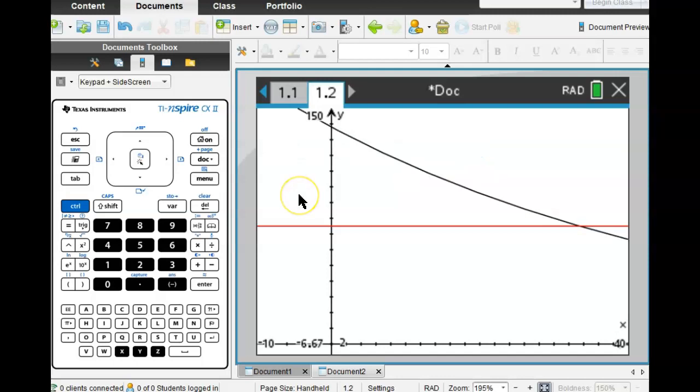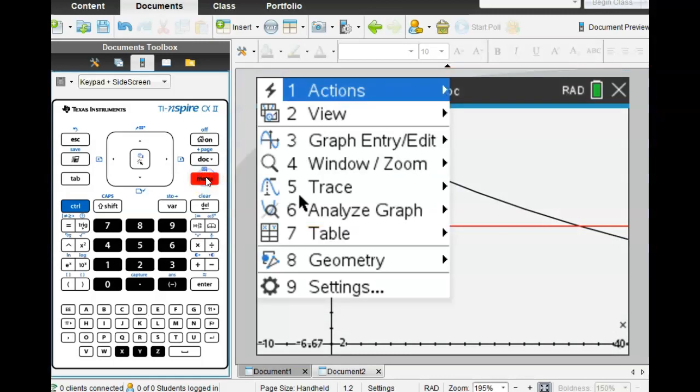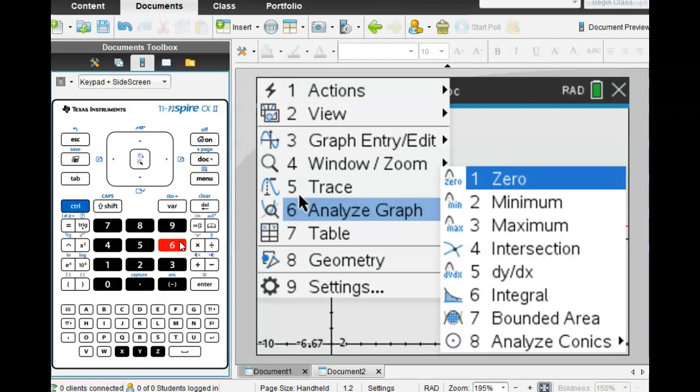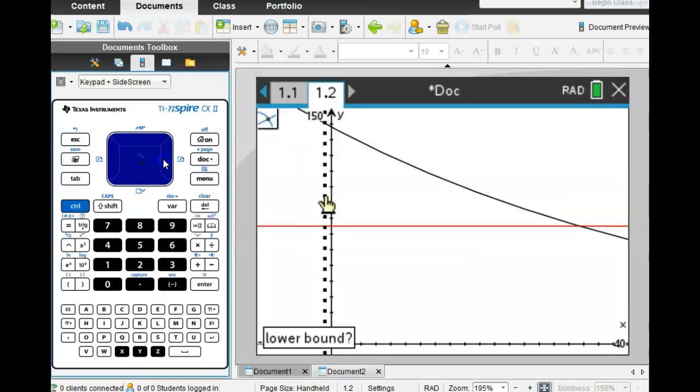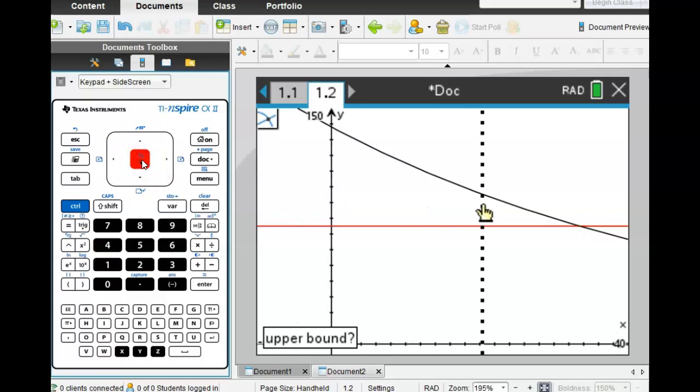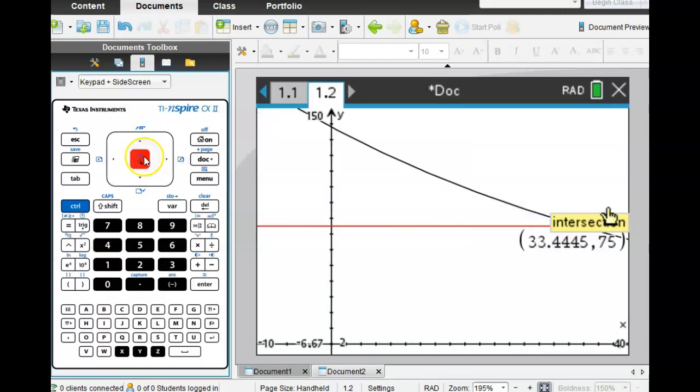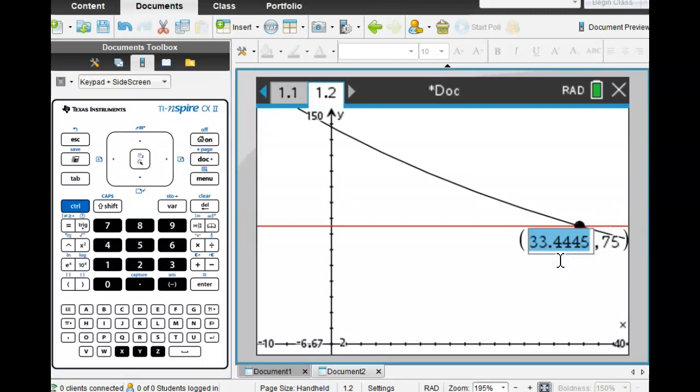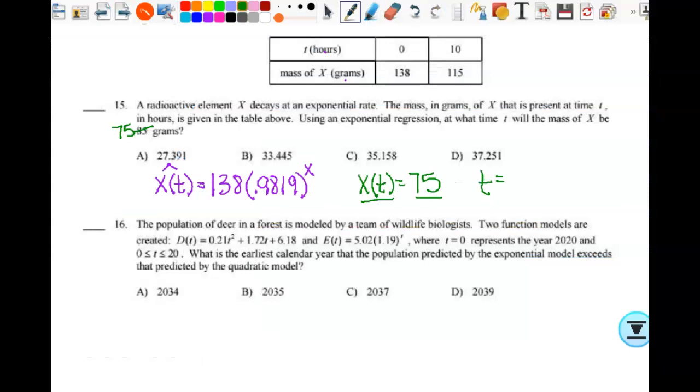But what we want to do is find where they intersect. So menu, analyze graph, intersection, do your little thing, move it so it's to the left of it. You can click on it and then move it over there. Click on it. There's your intersection. So when this is the time, when this is your mass, that's 33.445, which is B.